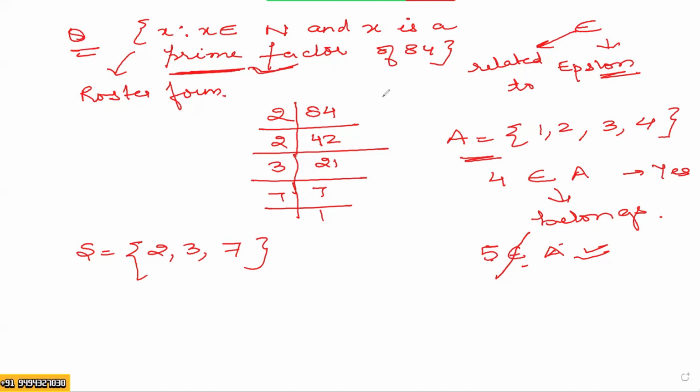What are prime numbers? They are divisible only by themselves and 1. Those are prime numbers, and composite numbers have more than 2 factors. Yes, children, have you understood till here? In your objective test also, you will see these types of questions only: set builder form, roster form, how you will define this set. Clear?